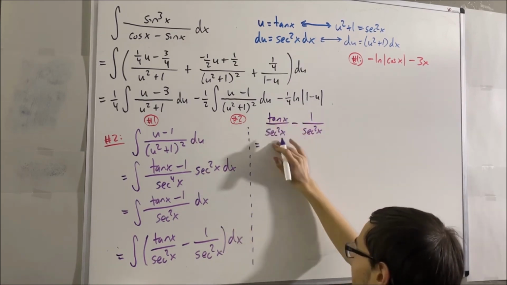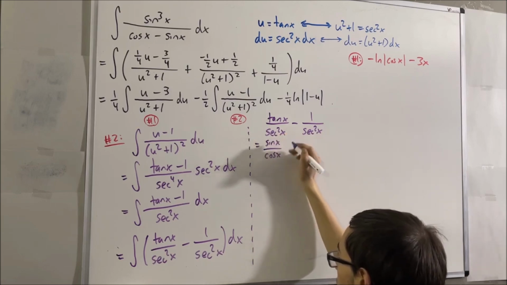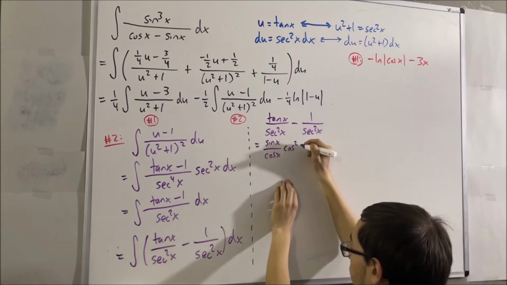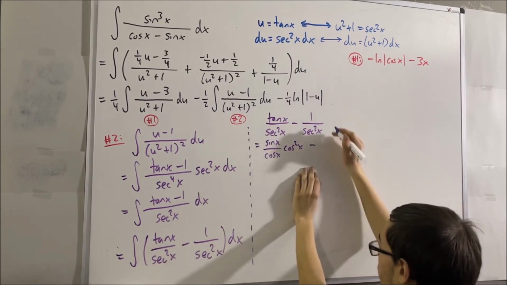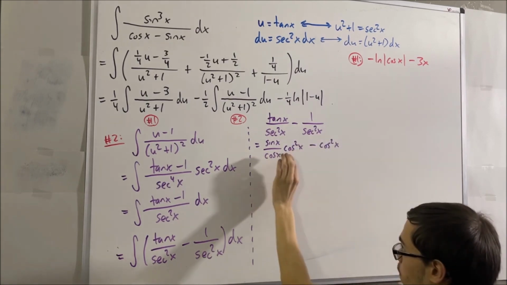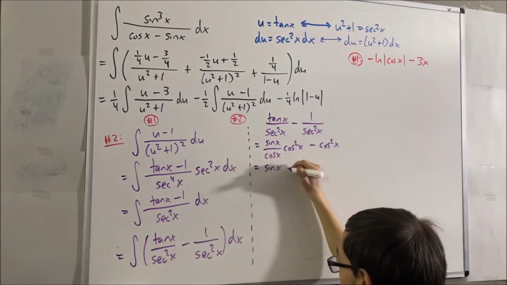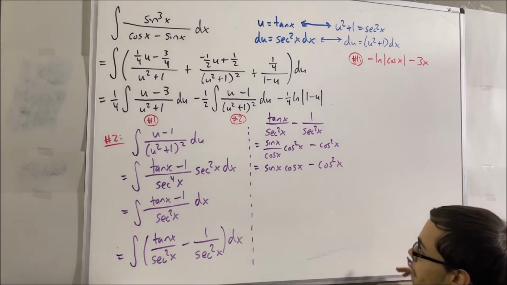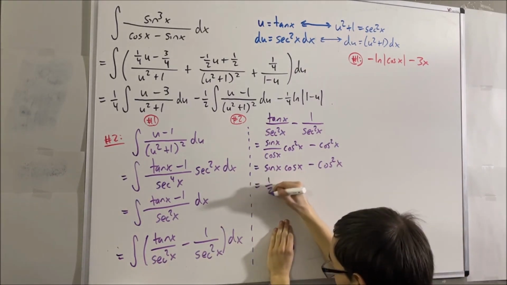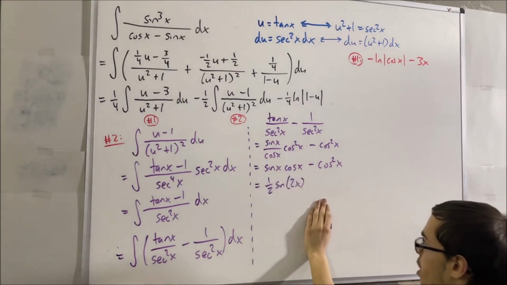Well, I'm going to rewrite this back in terms of sine and cosine. So really we have sine x over cosine x, but then 1 over secant squared is equal to cosine squared. So I can write it like that. And then 1 over secant squared is just cosine squared. Cosine squared x over cosine x is just cosine x. So we're left with sine x cosine x. Sine x cosine x is 1/2 of the sine of 2x, right? If you recall, that's a trig identity that you guys should know about.